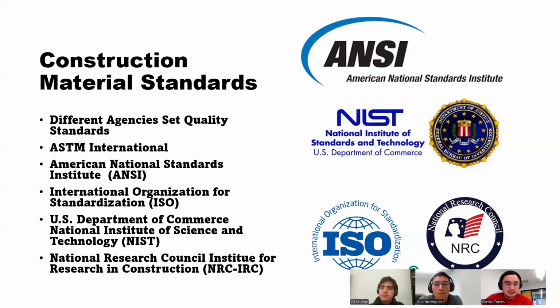There are different associations that develop standards, research programs, and technical literature for construction materials. ASTM International establishes material and methodological standards in construction, for example, the quality of Portland cement. There's the American National Standards Institute, which certifies standards for products like exterior windows and mechanical components.